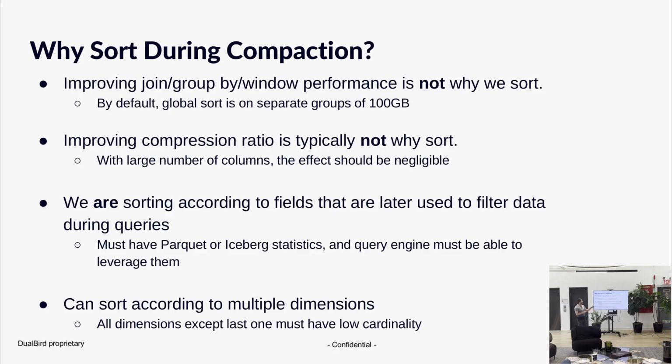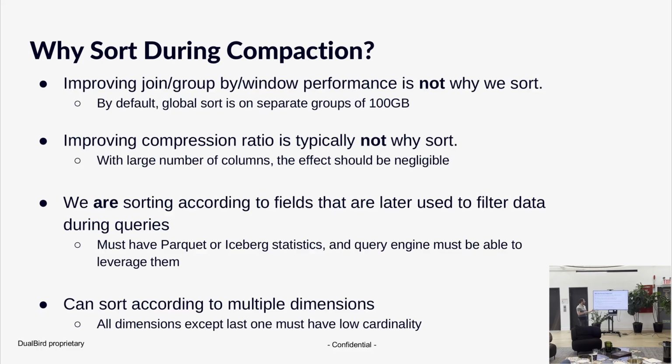Another reason, which is not the reason why we do sort during compaction, is to improve compression ratio. It's true, if you sort your data, compression ratio does improve. But it could be negligible with high numbers of columns, unless you have really good correlation between your columns and the keys that you're using to sort. You're not going to get much compression ratio out of that.